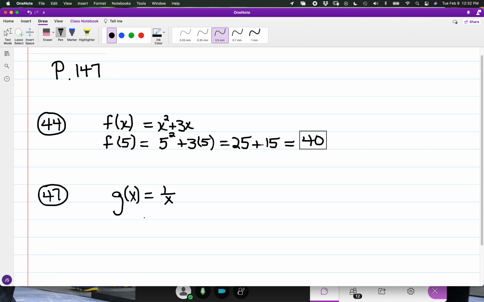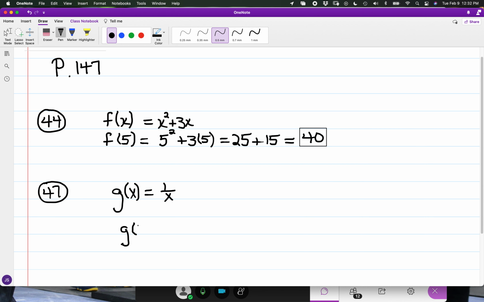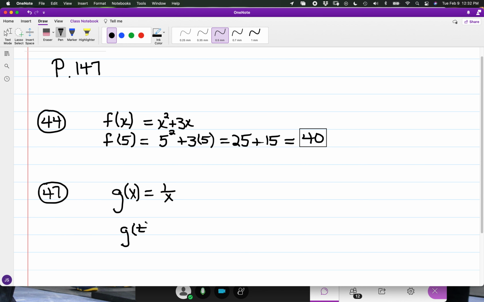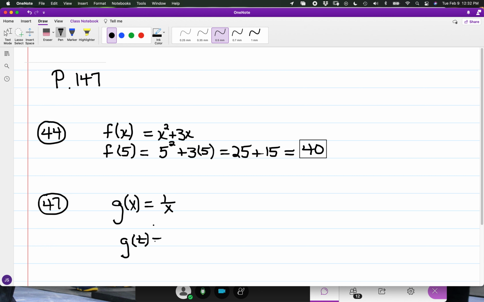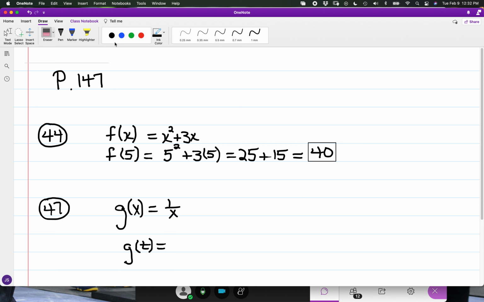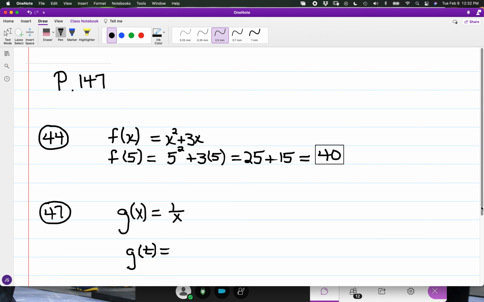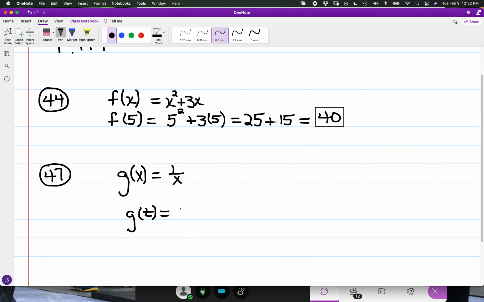And in this one, this is probably about the easiest problem in the whole book, because if g of x is equal to 1 over x, well, we have for g of t, the only thing we're doing is changing the input from x to t, and so the outcome is just going to be 1 over t. Nothing more, nothing less.